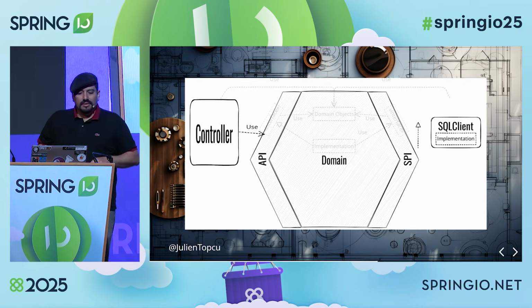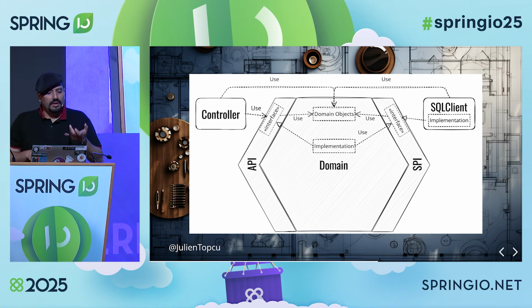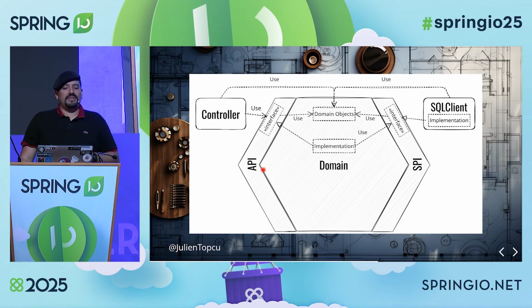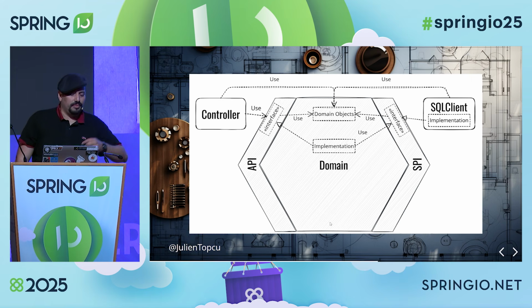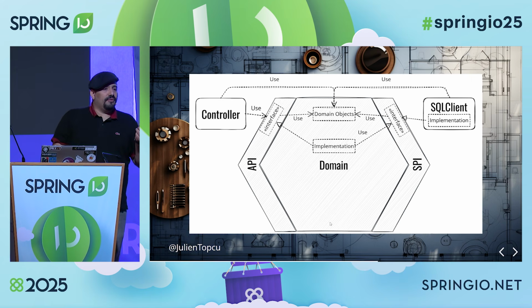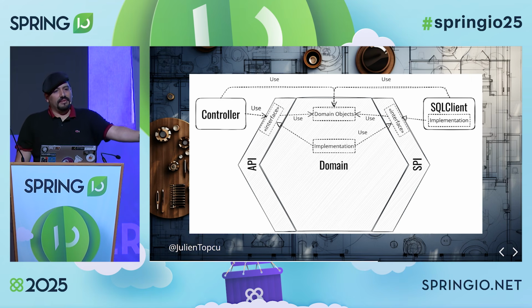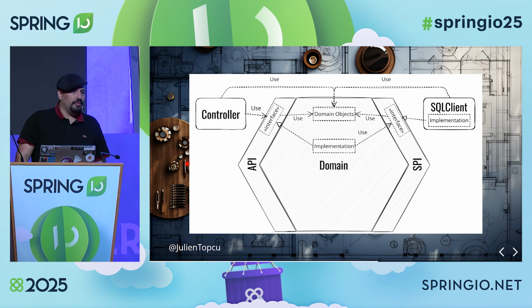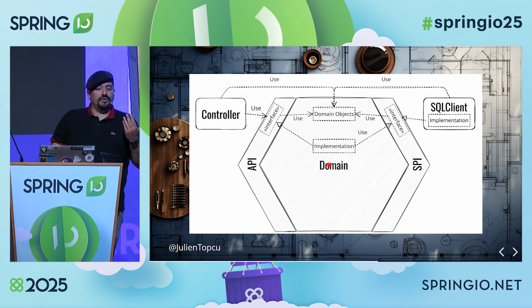So let's zoom in and see how hexagonal architecture works. As you can see here, in the hexagon, there are two sub-layers, the API and the SPI, which belong to the domain. So API stands for Application Programming Interfaces, and those are a set of interfaces that help the outside of the domain to interact with the domain. So basically, it's made for controllers to trigger the features of the domain.